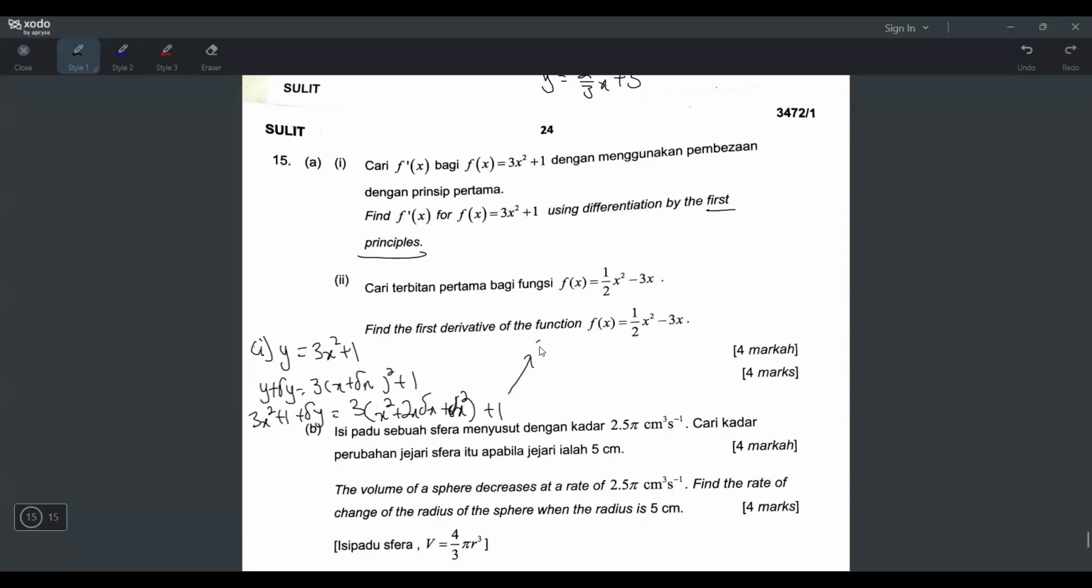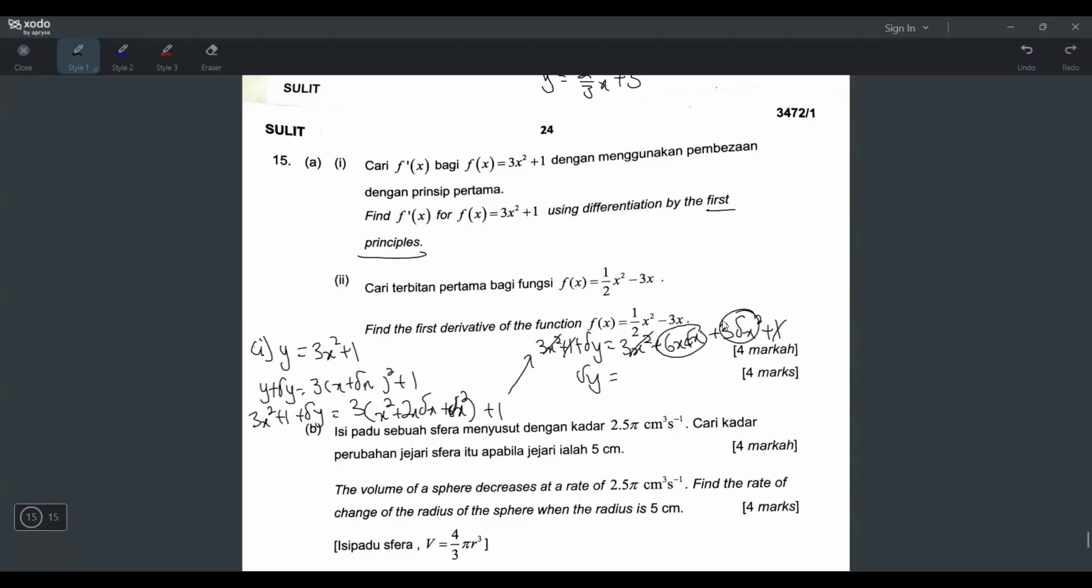It becomes 3x squared plus 1 plus delta y equals, okay, now you take the 3 and expand. So you get 3x squared plus 3 times 2x, 6x delta x, and then plus 3 delta x squared, and then plus 1. So now you end up with, oh, you can cut, right? So 3x squared minus 3x squared can cut. 1 and 1 also can cut. So you end up with delta y.